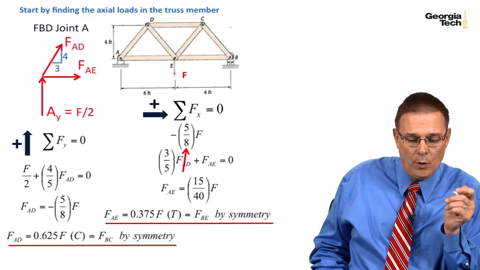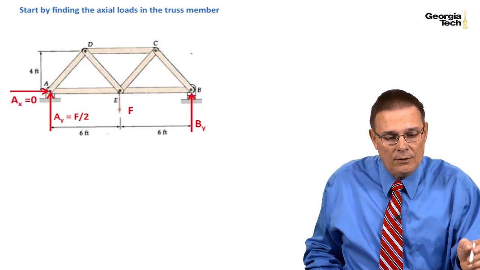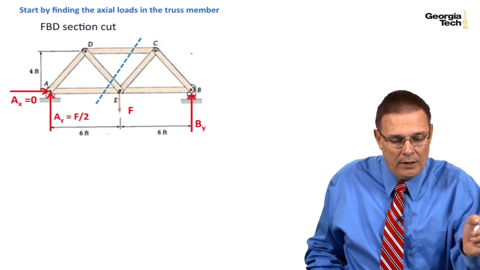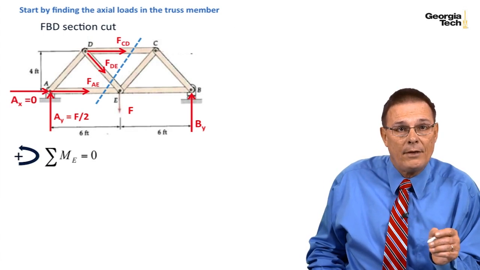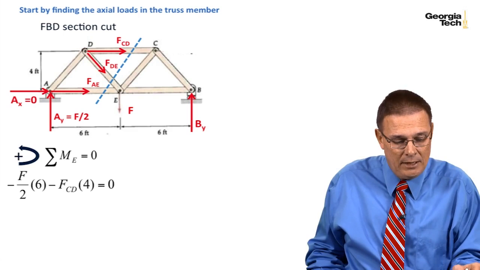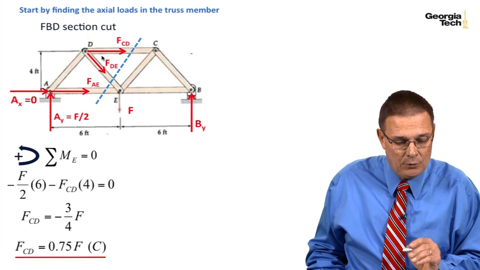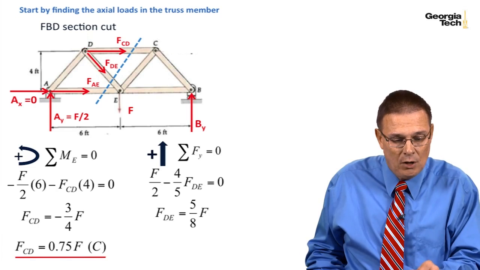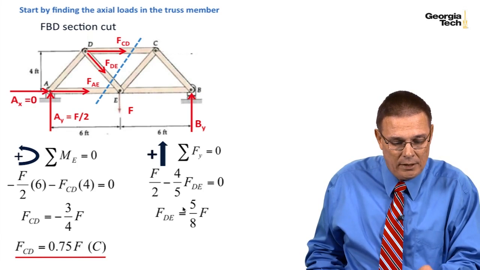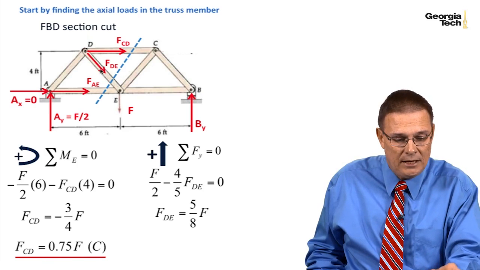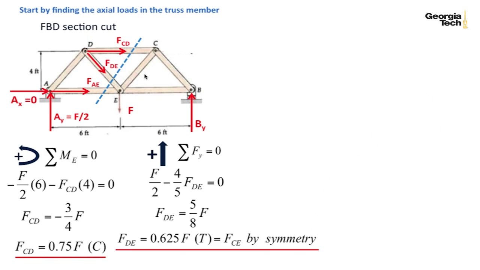Well, we could continue the joint method, or we can do a section cut. And so let's go ahead and do a section cut. Draw a free body diagram of that section. We'll sum moments about E, and we get this equation, so we can solve for FCD, which is up here. We then go ahead and sum forces in the y direction. We can solve on our section cut here for FDE. If we know FDE, by symmetry it's the same as FCE. And so now we have solved for the internal forces for all of the structural members of our truss in terms of this load F.